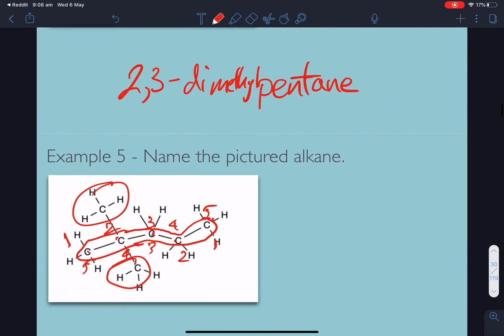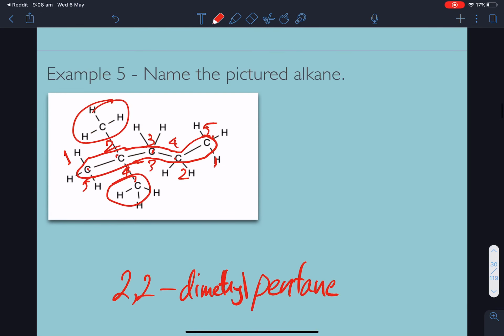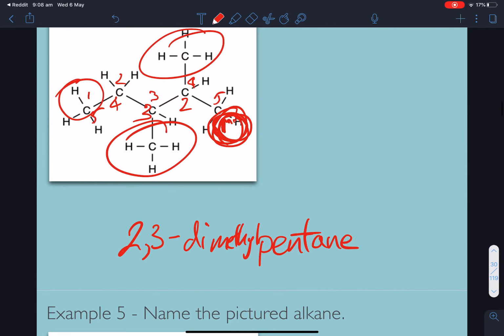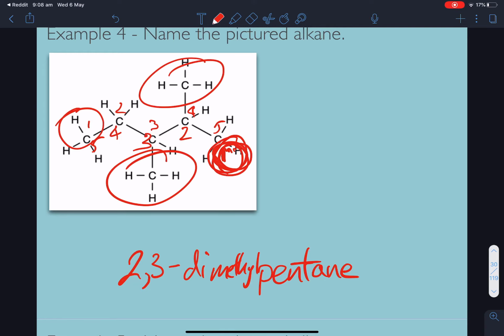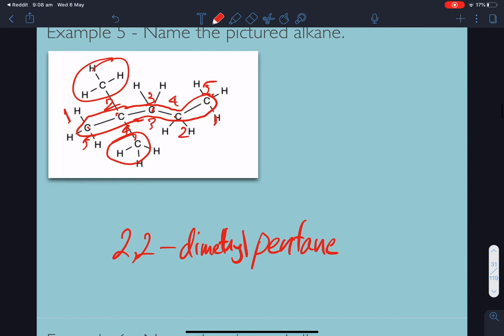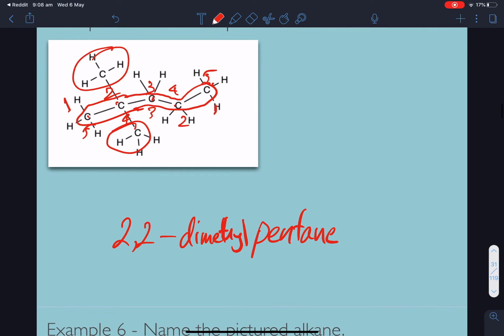Okay, so I need to put these numbers in because if I say dimethyl pentane, you can come back at me and go, do you mean 2,3 dimethyl pentane or 2,2 dimethyl pentane? Because they're both different molecules. Slightly different. Definitely different.